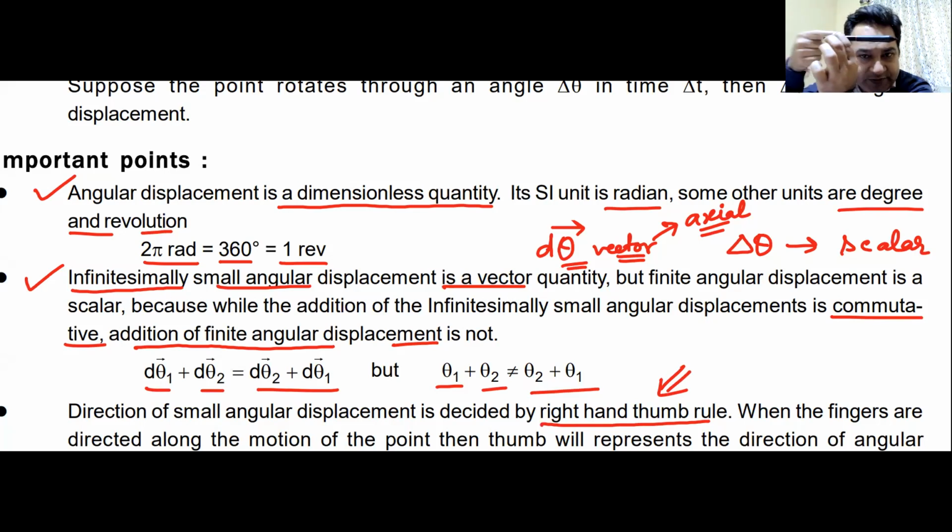How does something rotate on negative x? I hold negative x in my right hand. If something rotates like this, it is rotating on negative x. How does something rotate on positive y? I hold positive y in my hand. If something rotates like this, it is rotating on positive y. How does something rotate on negative y? This is the right hand thumb rule.